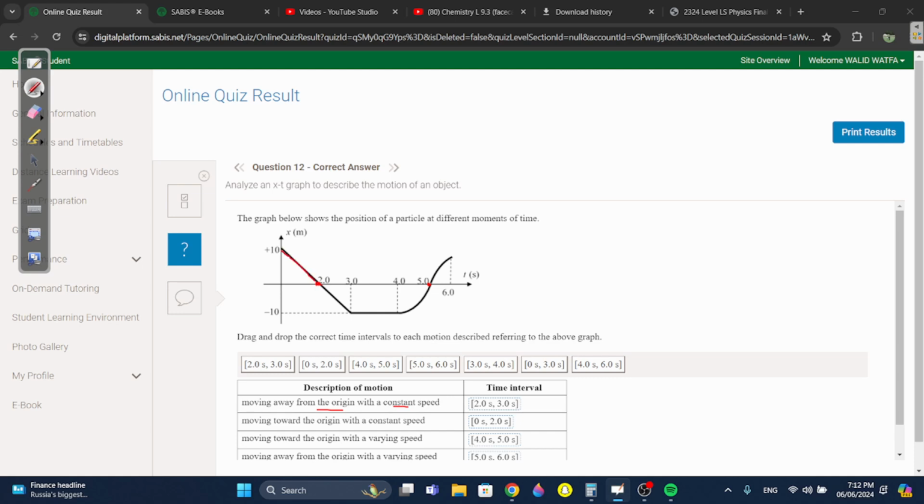It's here, right? So from 0 seconds to 2 seconds. Moving towards the origin with a varying speed. Varying, meaning it's curved, okay? Towards the origin. Where am I going towards the origin? Here. Where is it curving towards the origin?